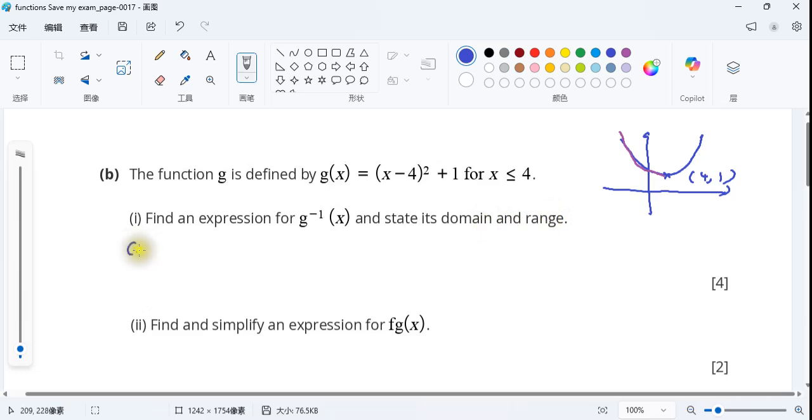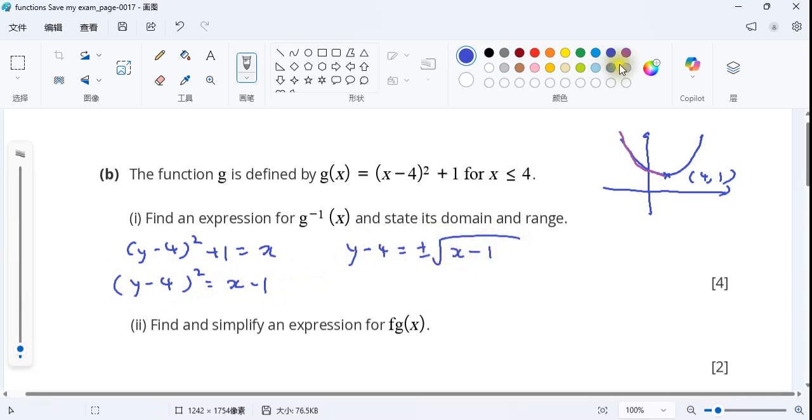So we have (y - 4)^2 + 1 = x. So (y - 4)^2 = x - 1. So y - 4 = ± √(x - 1), and because we take the negative side, we take the negative only. So y = 4 - √(x - 1). Therefore, g inverse of x is 4 - √(x - 1).